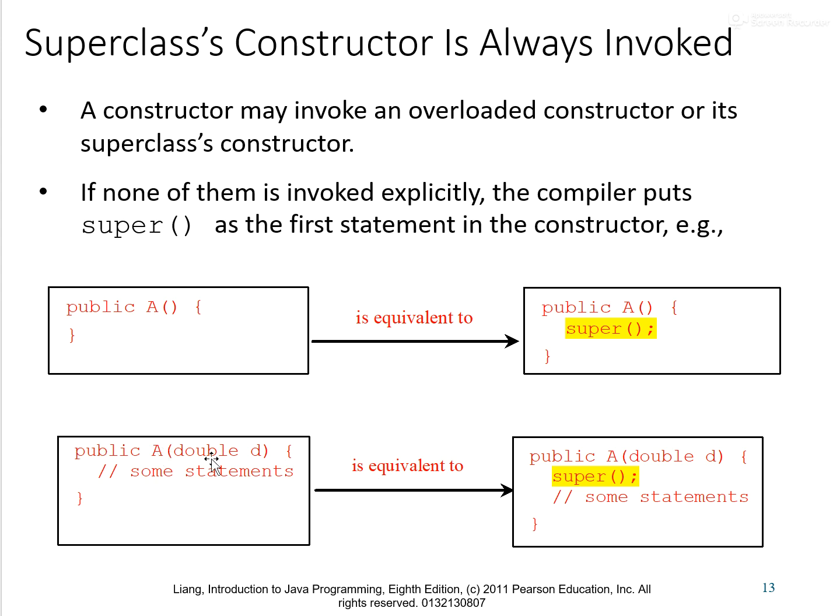Similarly, if you have some other constructor for your class A, let's say one that does take some arguments over here, and you have something over here, but you're still not calling the constructor of the superclass explicitly, Java will convert that into something like this, into exactly this. A call to the superclass's no-arg constructor, followed by all the statements that you put in your own class A's constructor.